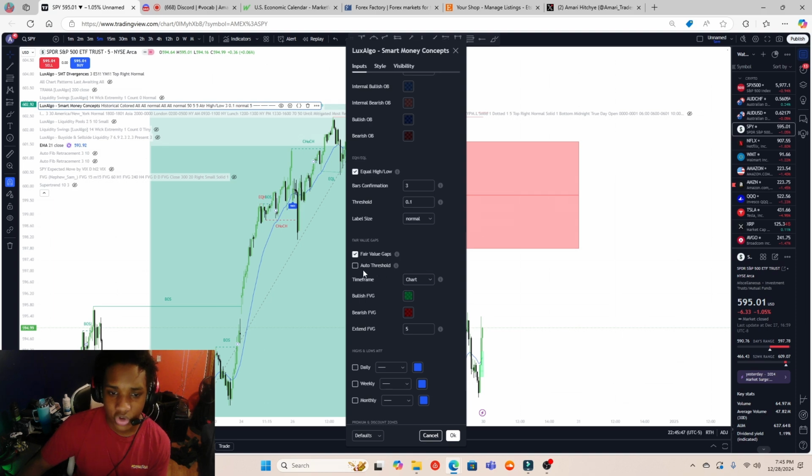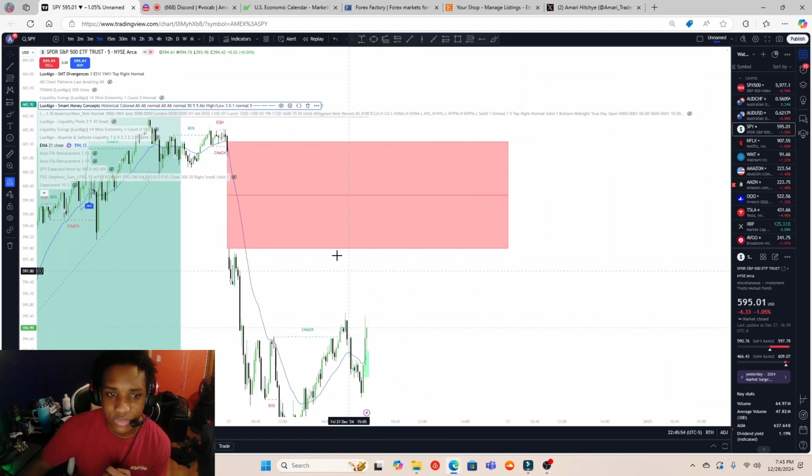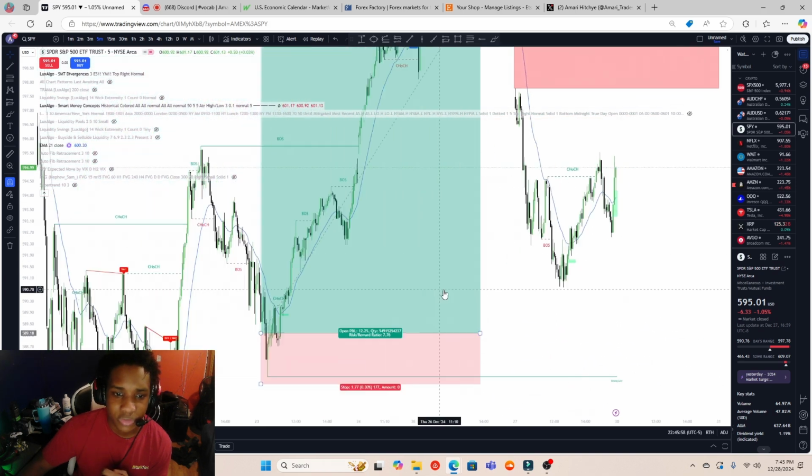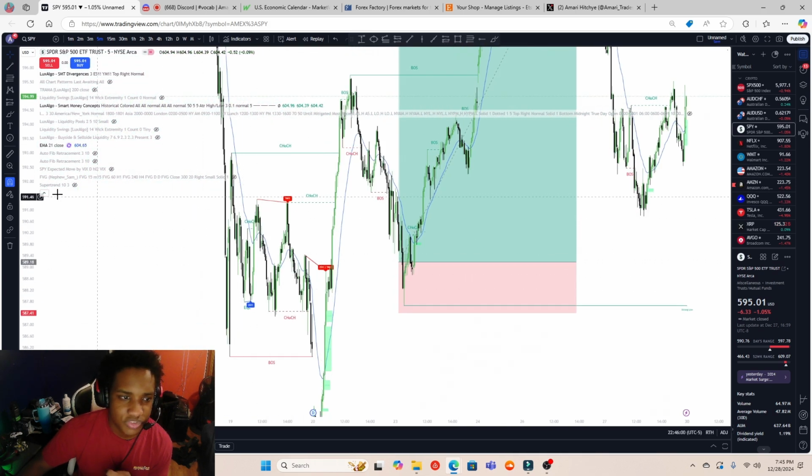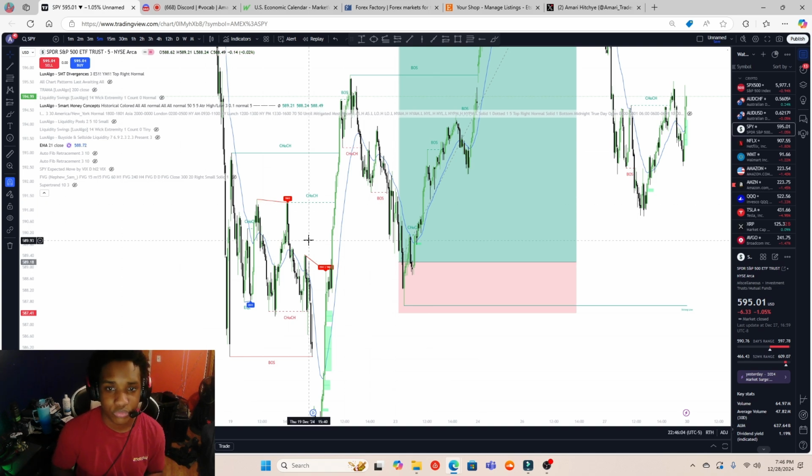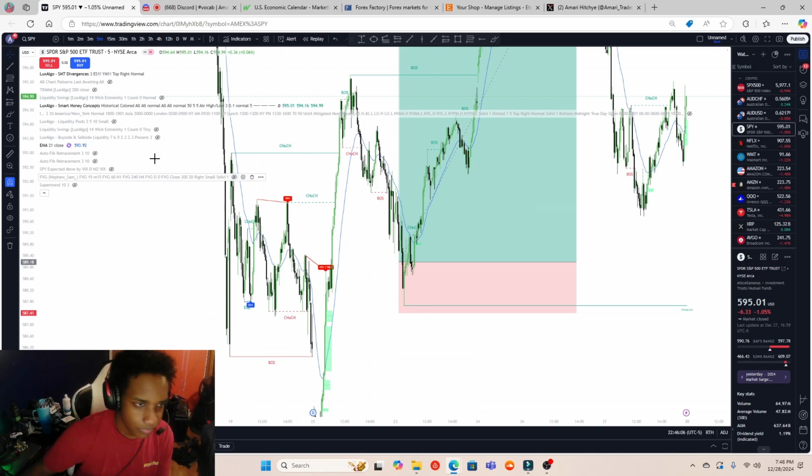I want you to turn auto threshold off and click extend fair value gap and put the value to 5. That's going to give you a good size fair value gap like this, and it's going to give you the proper size for the fair value gaps and what they actually are. That's what you want to do for this indicator at least.